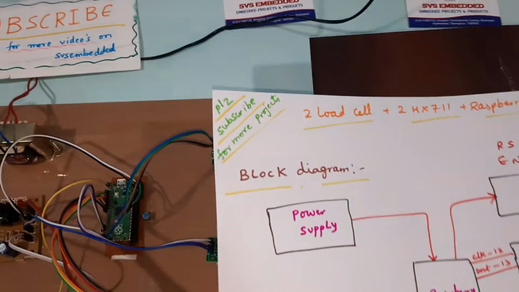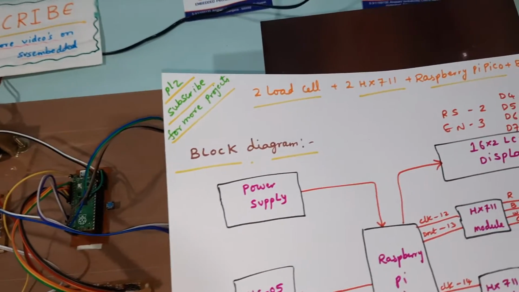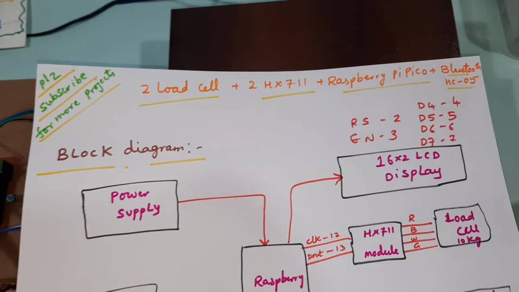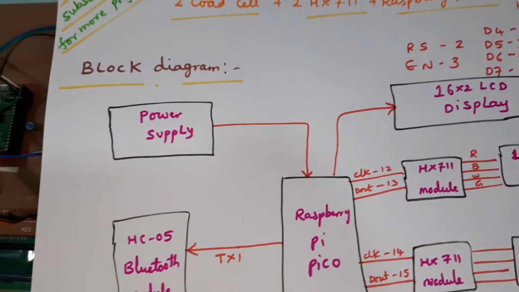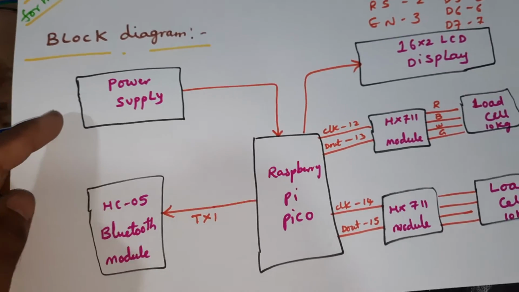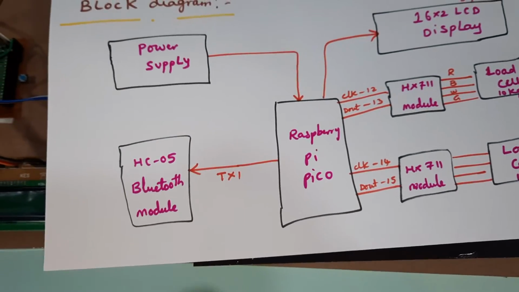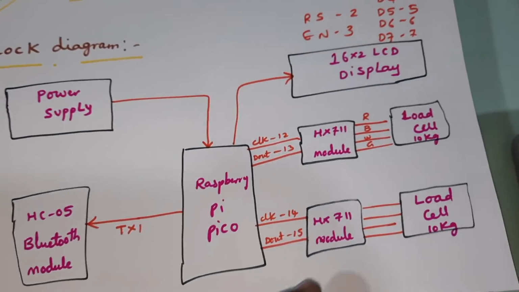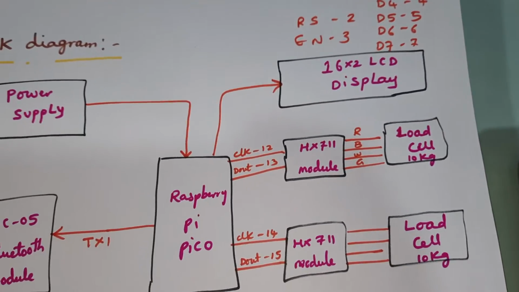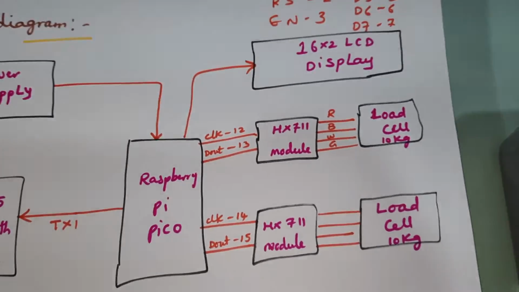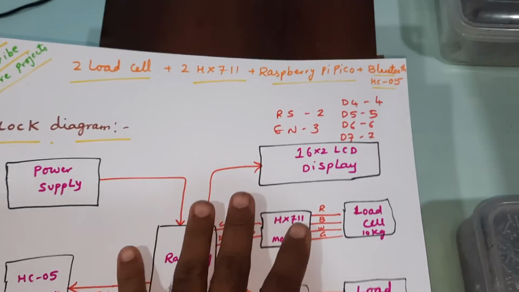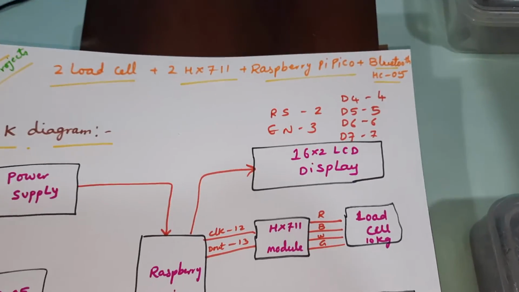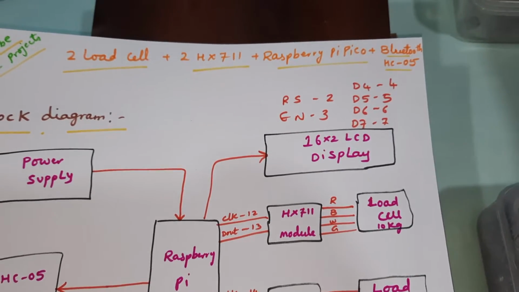The project title is two load cells, two HX711 amplifiers and a Raspberry Pi Pico with a Bluetooth module. And this is the 5 volts power supply module, HC-05 Bluetooth module, Raspberry Pi Pico, HX711 amplifier and 10 kg load cell. And here also an HX711 and a load cell. 16x2 LCD: RS, enable, D4, D5, D6, D7, pins 2, 3, 4, 5, 6, 7.